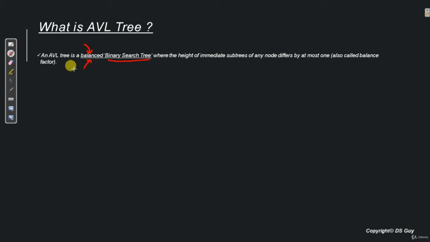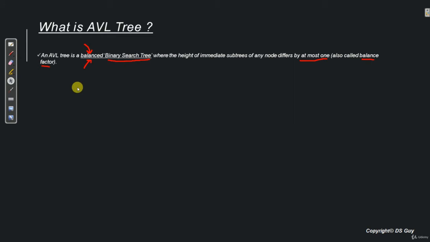Now how does it do that? It does that using a simple mechanism called height balancing. So it says that the height of the immediate subtrees of any node differs by at most 1. So this is how it makes sure that the binary search tree is always balanced. Now this term is also called the balance factor.